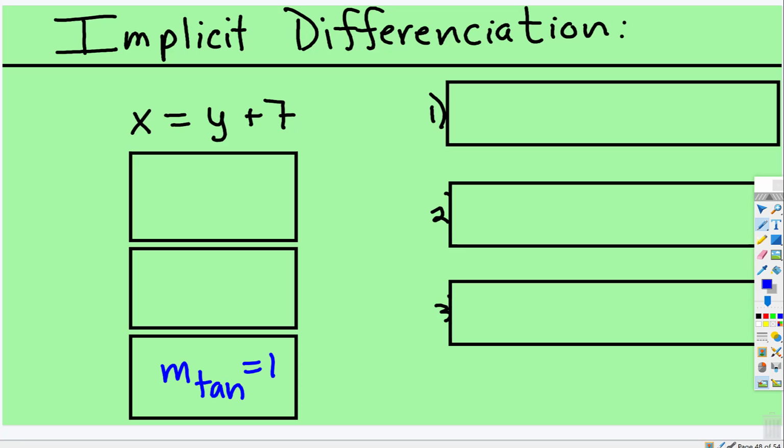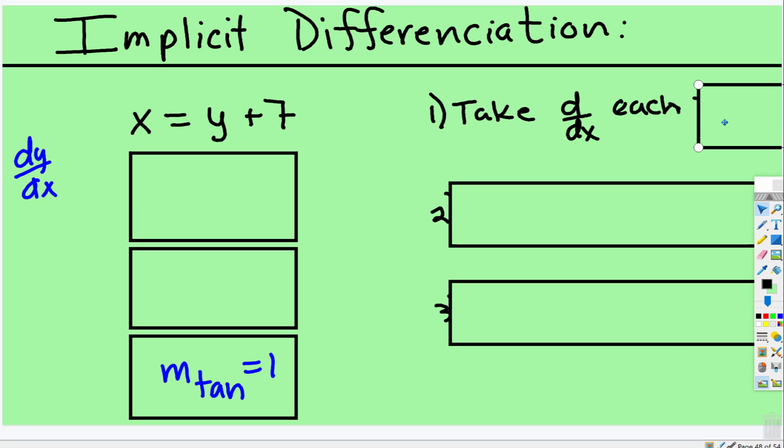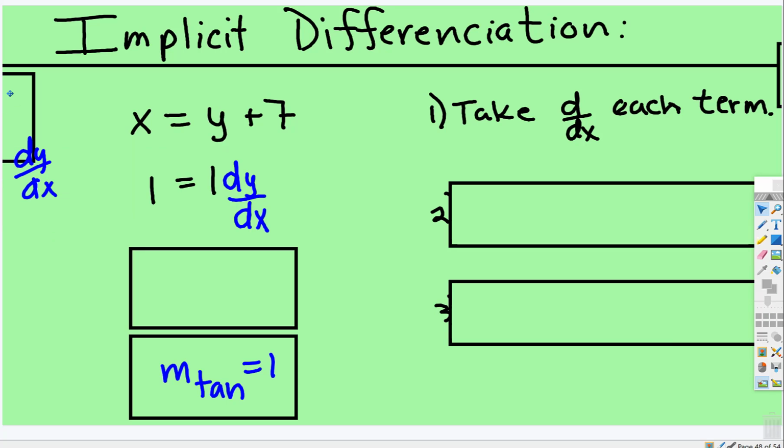And with implicit differentiation, you still take the derivative. So the derivative process in terms of the rules are the same, but every time you take the derivative of a y, you tack on dy dx. So take the derivative of each term, and when you do that, the derivative of x is 1, the derivative of y is 1, but because it's the derivative of y, tack on dy dx, and the derivative of a constant is 0, so we don't have to write anything.